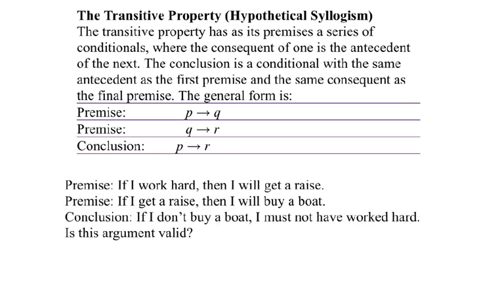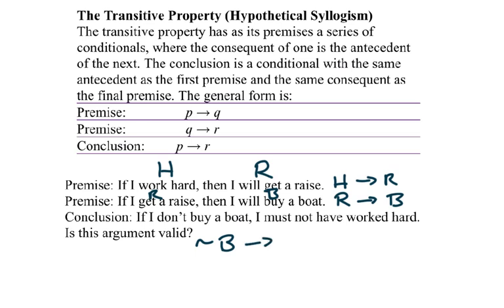So let's see if this example follows this transitive property. If I work hard, so let's say that's H, then I will get a raise. And that's R. So H, then R. If I get a raise, then I'll buy a boat. So we have R, arrow, boat. Now, here's another thing. If I don't buy a boat, then I must not have worked hard.